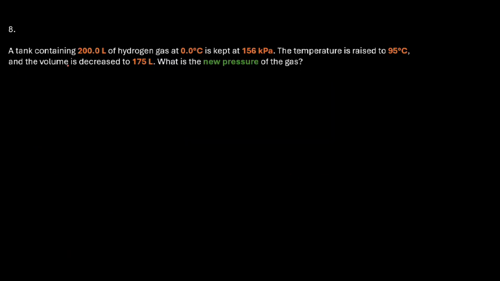Question 8. A tank containing 200 liters of hydrogen gas at 0.0 degrees Celsius is kept at 156 kilopascal. The temperature is raised to 95 degrees Celsius and the volume is decreased to 175 liter. What is the new pressure of the gas?